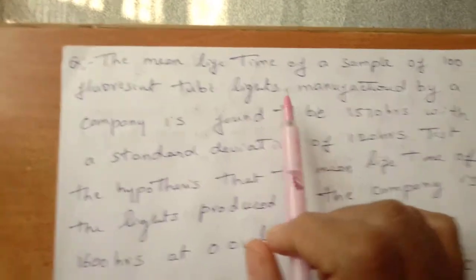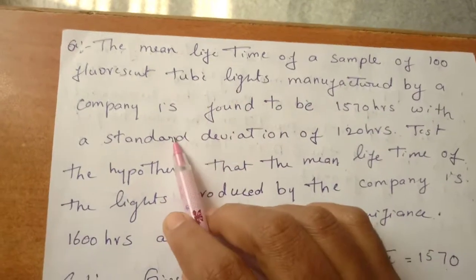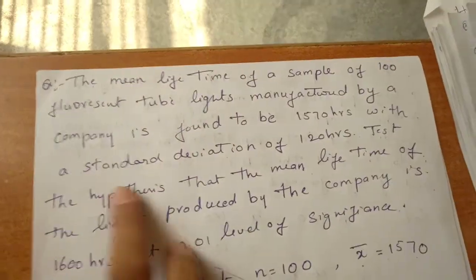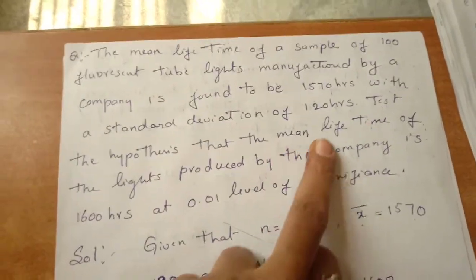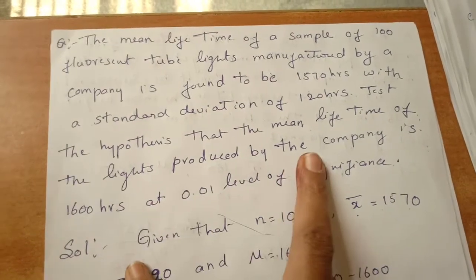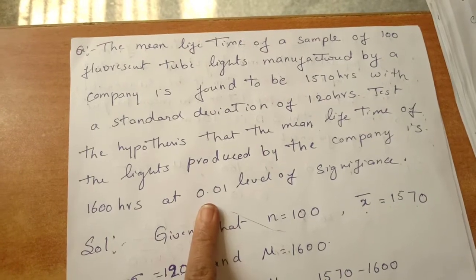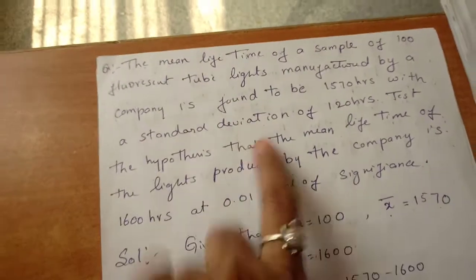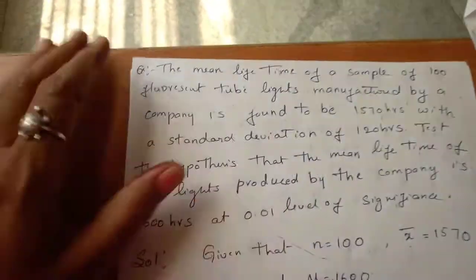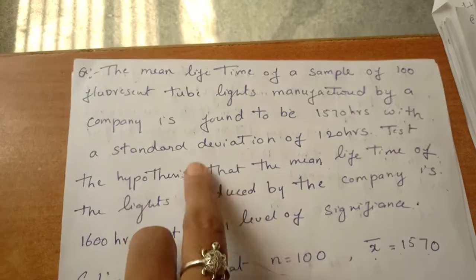the mean lifetime of a sample of 1000 fluorescent tube lights manufactured by a company is found to be 1570 hours with a standard deviation of 120 hours. Test the hypothesis that the mean life of the lights produced by the company is 1600 hours. At what level of significance we have to test? 0.01, that is 1% level of significance. So first you understand the question, what they asked, and what values they gave in this problem.